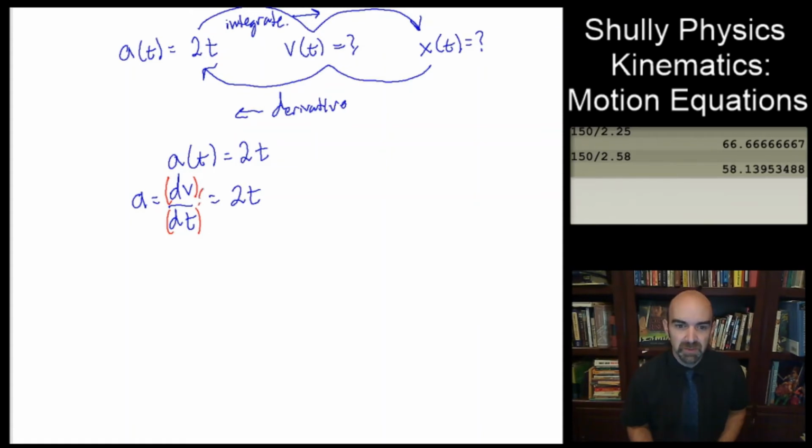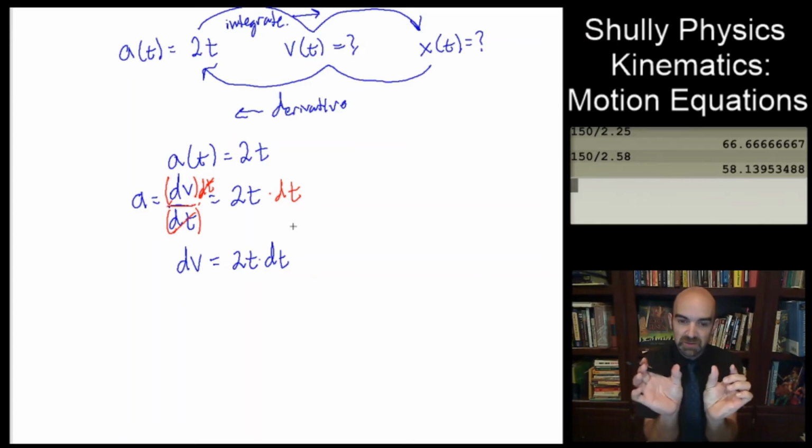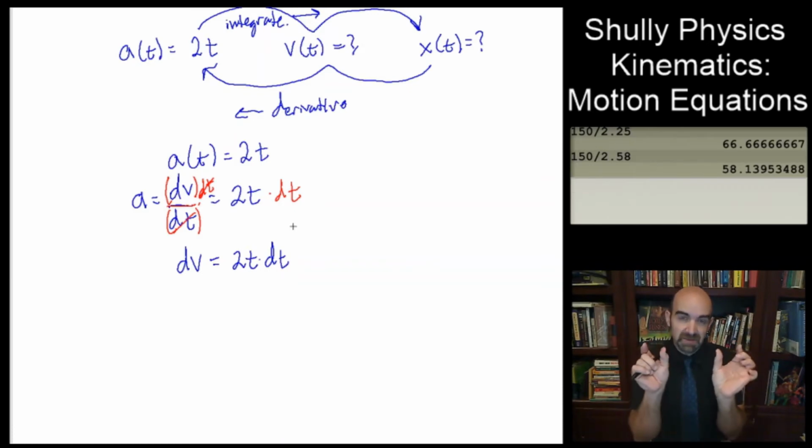So we can multiply both sides by dt. And dt divided by dt over here cancels. So we're left with an expression: dv, a small change in velocity, equals 2t times a small change in time. You see that it's a product there. And now we're ready to sum up all those little changes in velocity that are associated with a small change in time. This is what we're looking at: instants in time, little pieces.